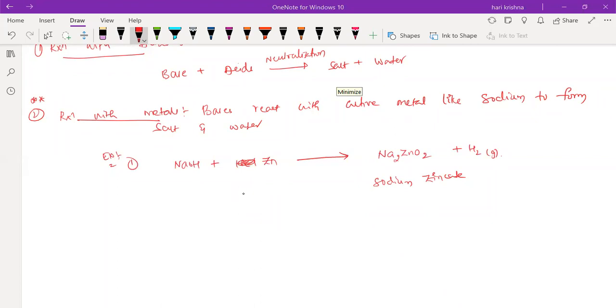Yes, it's correct. Actually, organic bases are weak in nature only. Organic acids are also weak in nature only. So we can taste them, right? They are the edible acids and the edible bases. The third one, reaction with non-metal oxides.